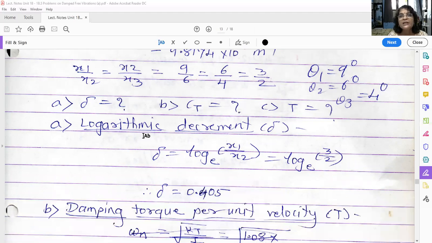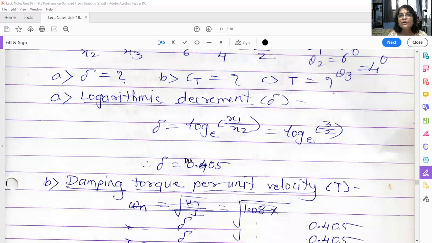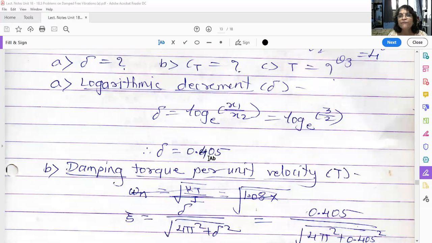Okay. So let us find out first the logarithmic decrement, which is given by delta is equal to log base e of theta 1 upon theta 2. That means either you take 9 upon 6 or 6 upon 4 or 3 upon 2, one and the same thing. So delta is equal to log base e of 3 by 2, which means delta is equal to 0.405. Okay. We got the first value.